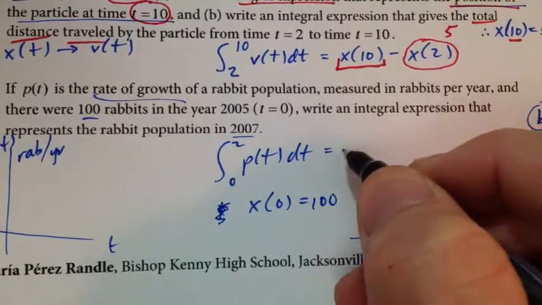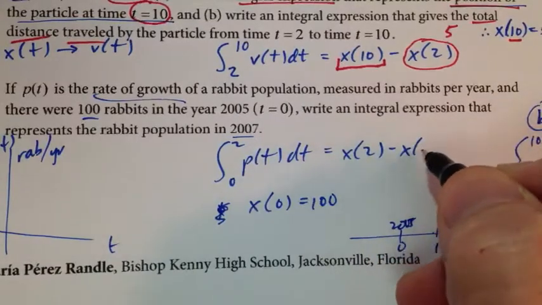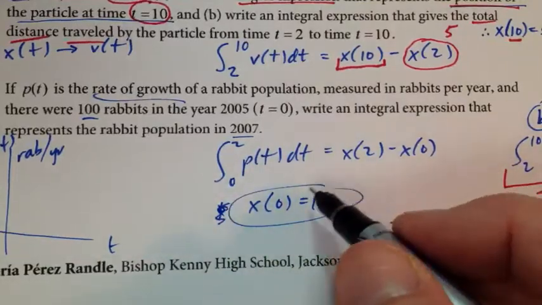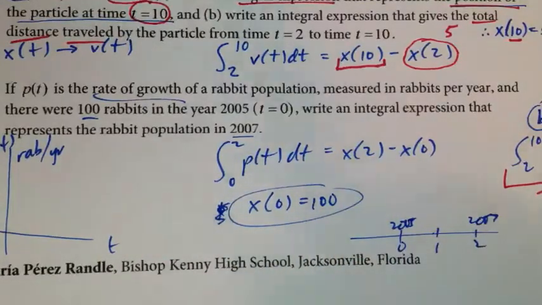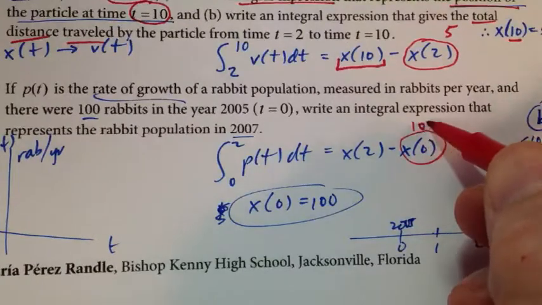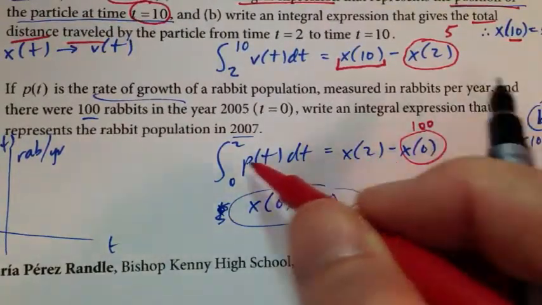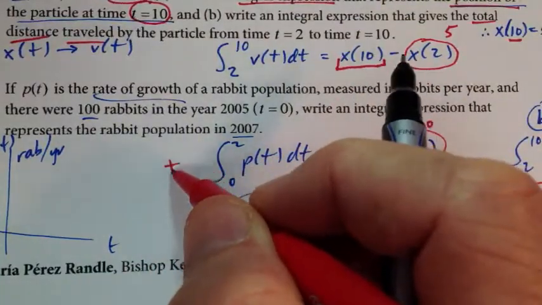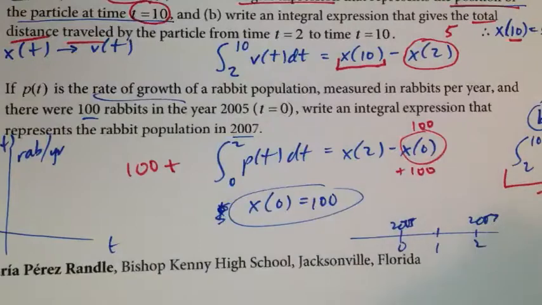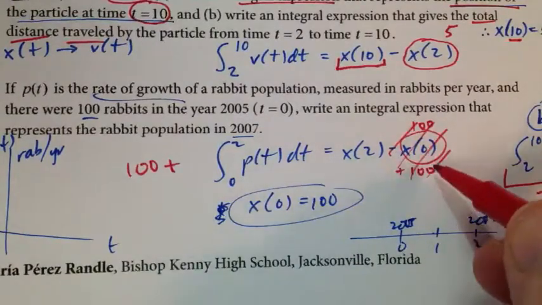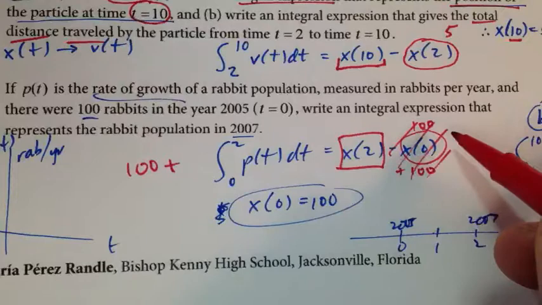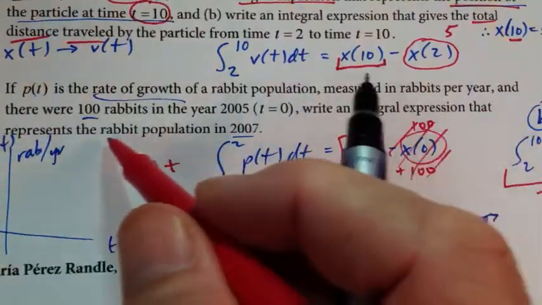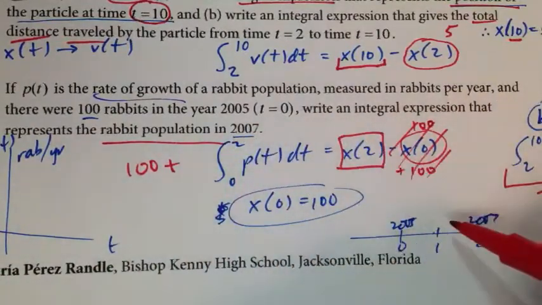And you could think of that as x of 2 minus x at 0, but as we said, x of 0 is 100, so you could replace x of 0 with 100. Okay, and add 100 to both sides. Then on the right-hand side we're left with x of 2. And that x of 2 would represent the rabbit population in the year 2007.